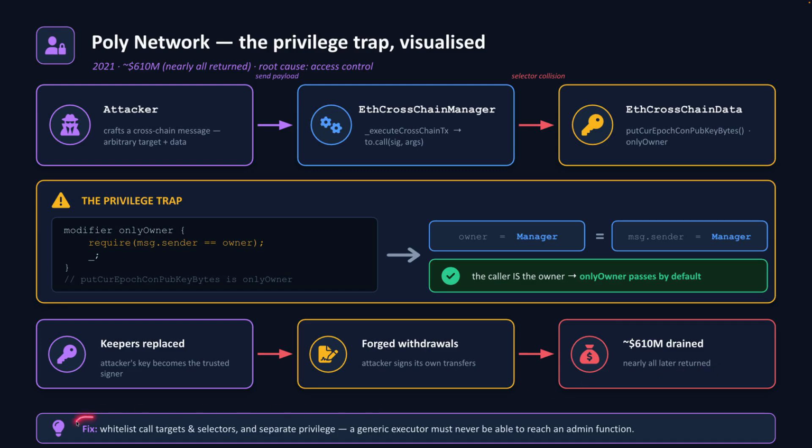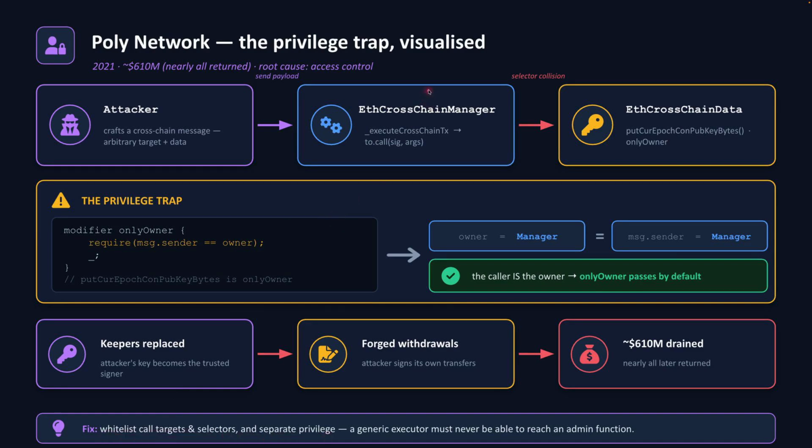What is the fix for such cases? Whitelist call targets. This one, 2.call. These are call targets. So you should whitelist call targets and selectors and separate privilege.